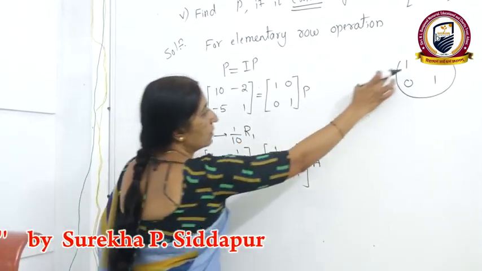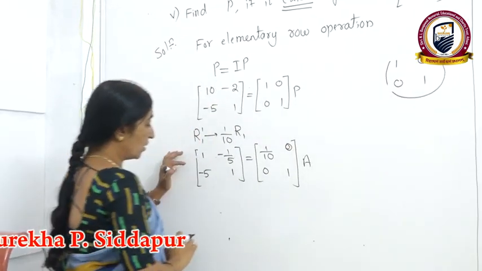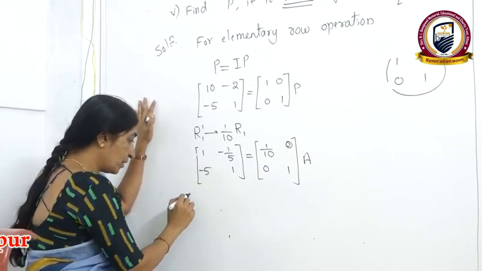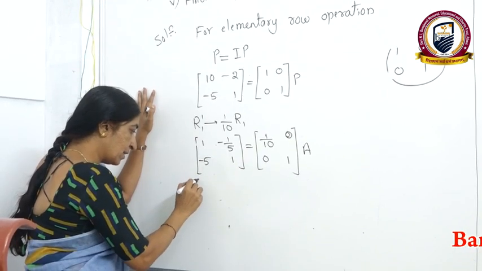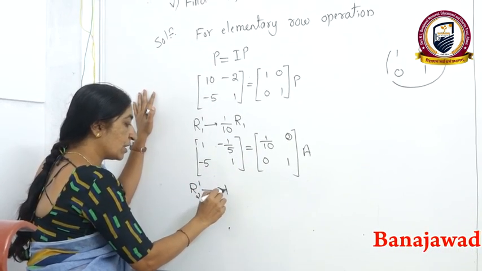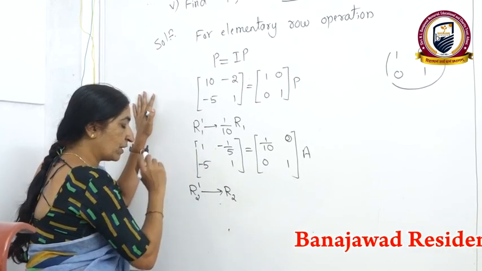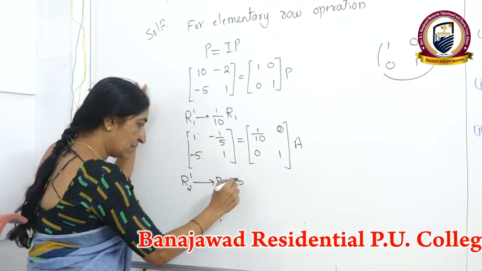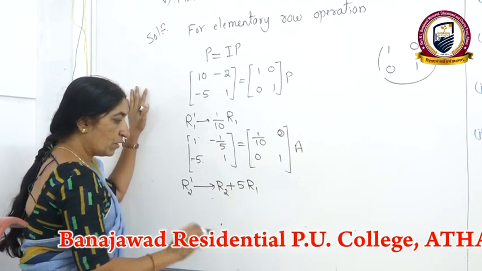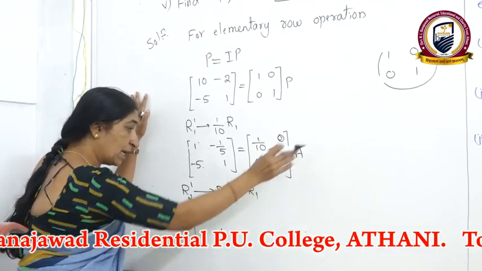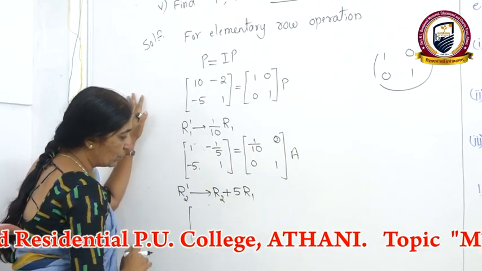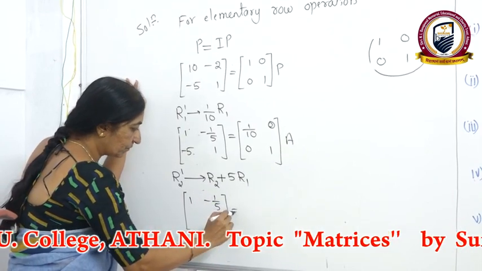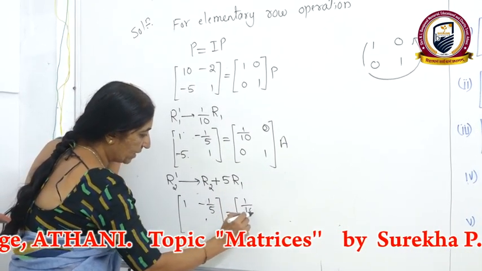See, we got 1. Next we have to make it 0. In place of that, what do we have? Minus 5. How do you make it 0? Minus 5 is present in the second row, so we are changing the second row. Minus 5, then which sign are you writing? Plus. The same number is multiplied here, 5 R1. Now I think you are perfect. Without writing on the side, can you write the value directly? It is 1 minus 1 by 5 is equal to 1 by 10, 0.